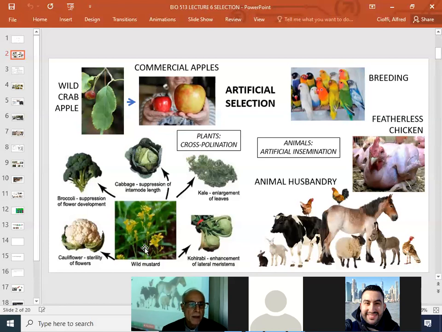And different parts of the wild mustard become either cauliflower or broccoli or cabbage or kale or kohlrabi, which I've never tasted. But here it tells you which part of the plant has been selected and enhanced. For example, the flower of the wild mustard, which in nature is a little tiny thing, can barely be seen. If we select on that flower, we can get a cauliflower over many, many generations, choosing the biggest one, the most bulky one, and so forth. Similarly, to get the broccoli, the flower development is suppressed, okay, and so on and so forth. You can get all these different veggies from wild mustard by artificial selection.